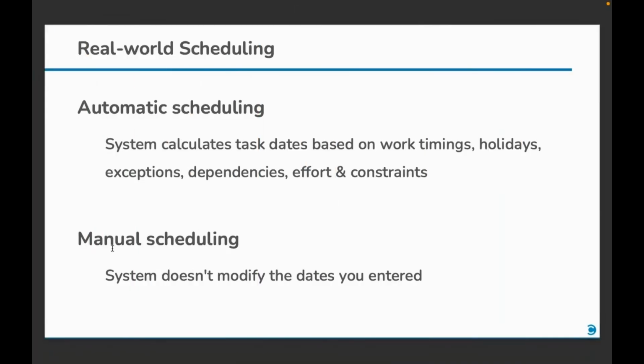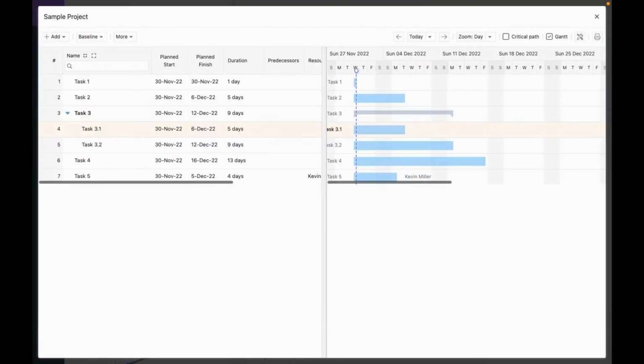Celoxis offers two scheduling modes, automatic and manual. When you use the automatic scheduling, the dates are computed by the system based on the resource work timings, holidays, exceptions, dependencies, and so on. When you use the manual mode, you enter the start and the finish dates of the task and they stay as is.